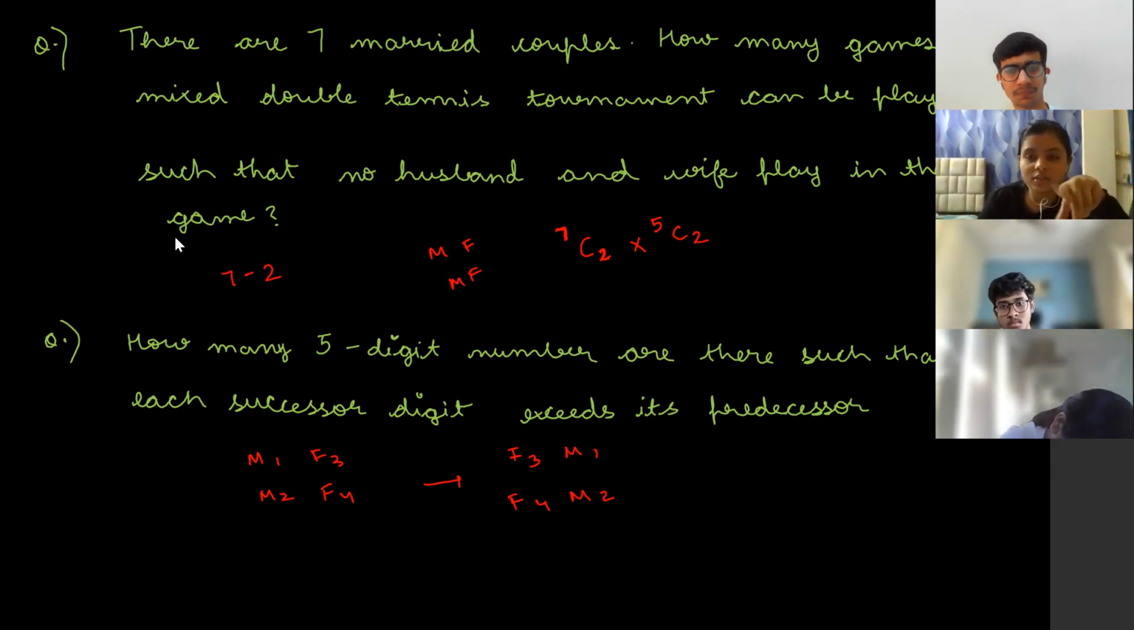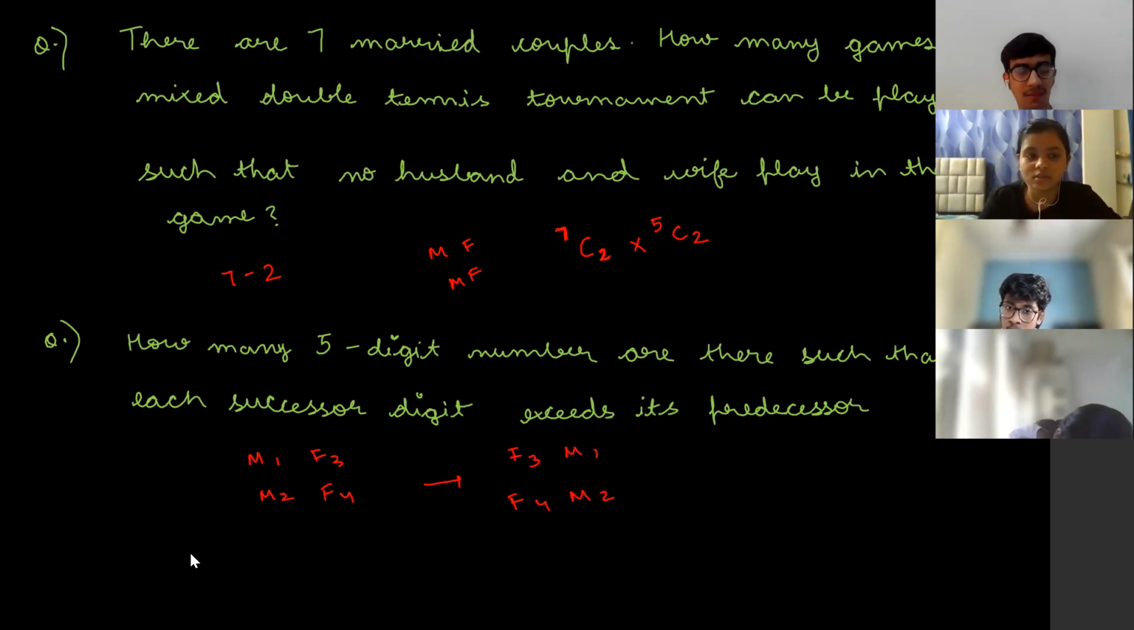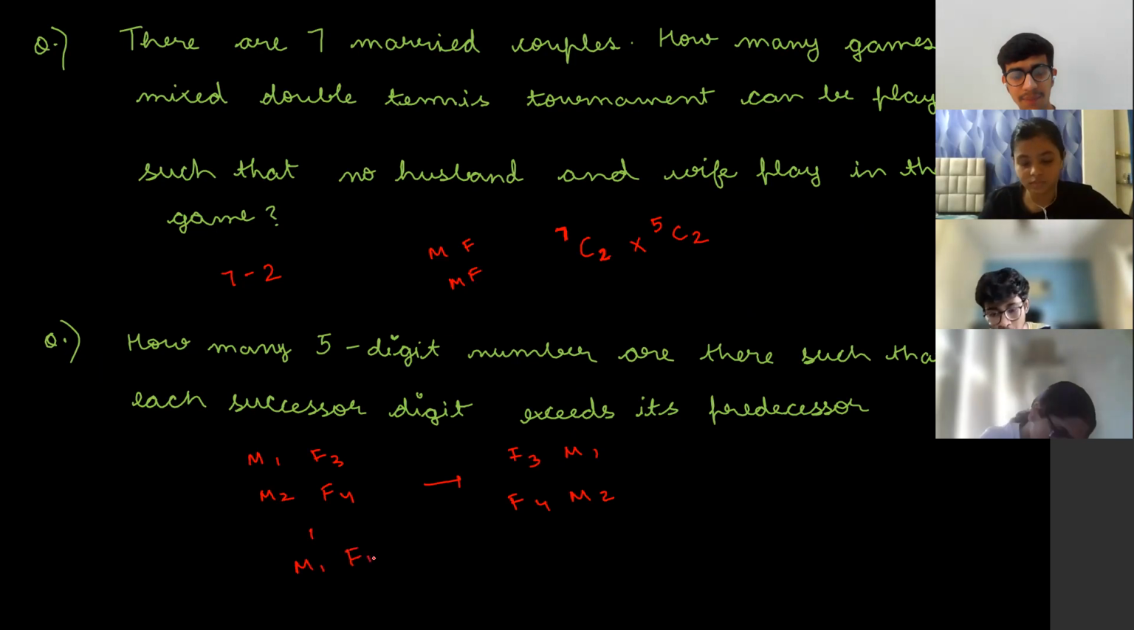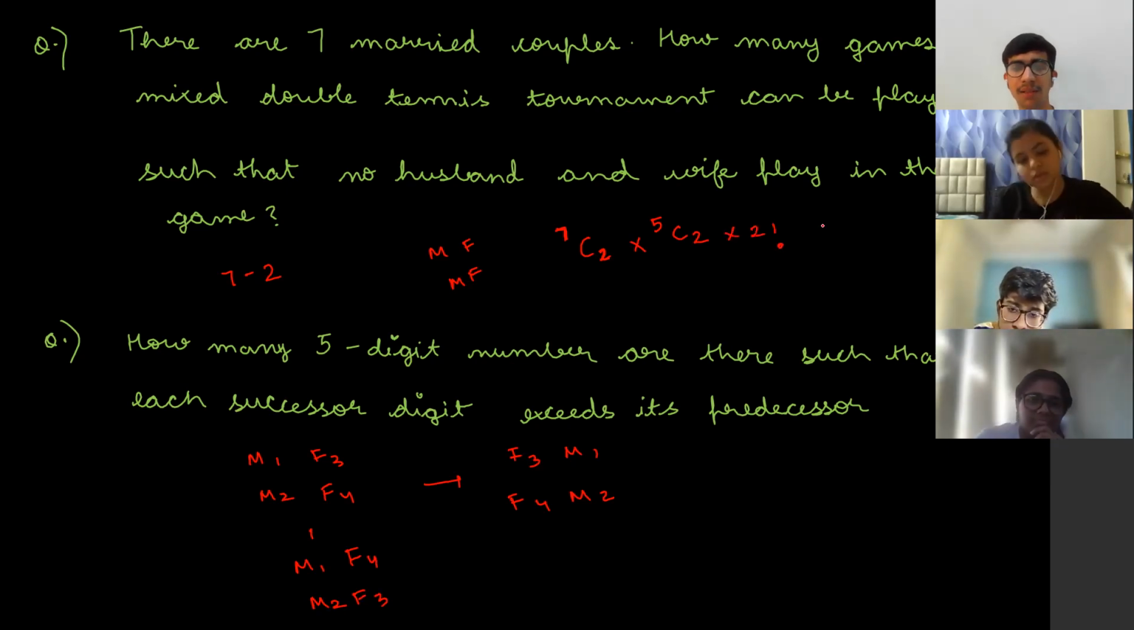So the selected females can be interchanged also, no? Exactly. 2 factorial. Nice. So इस वाले cases में there are 2 cases possible. One of the case possible is M1 plays with F4 and M2 plays with F3, है ना? So इसलिए 2 factorial वाले cases में in which you can arrange the females are also there.